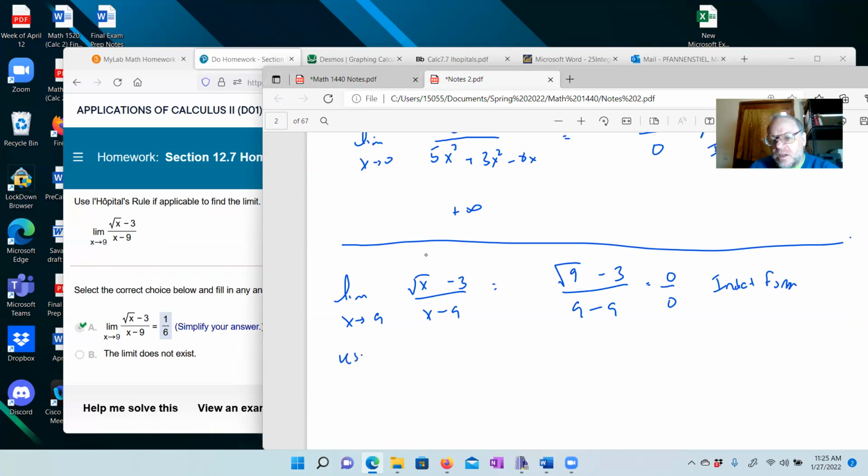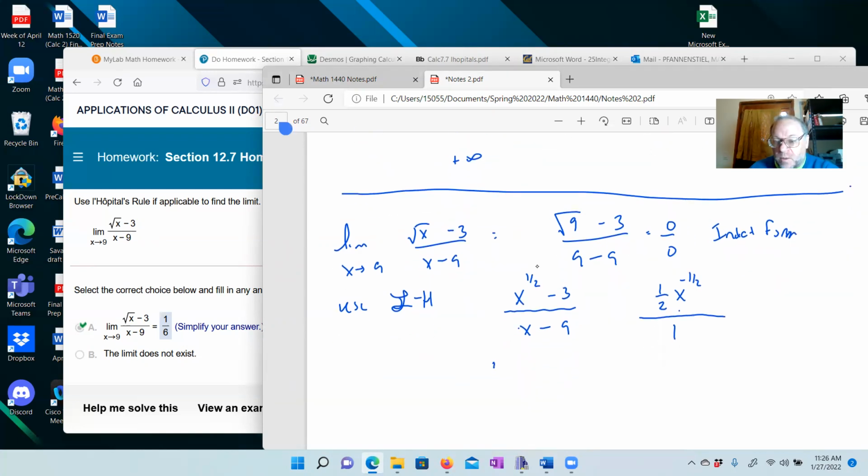So we can use L'Hopital's here, okay? So I'm going to rewrite it. So we have x to the 1/2 power minus 3 divided by x minus 9. If I take the derivative of the top here, that is 1/2 x to the negative 1/2 times the chain, but it's just times 1. The derivative of 9 minus 3, 0. The derivative of x, 1. The derivative of 9, 0. So all we have left here is 1 over 2 times the square root of x.